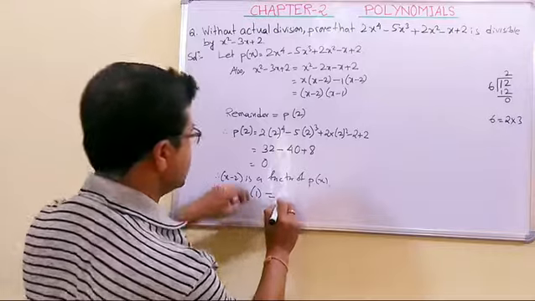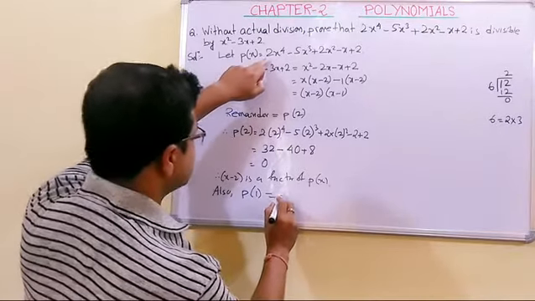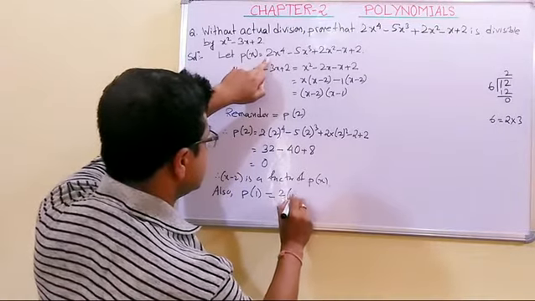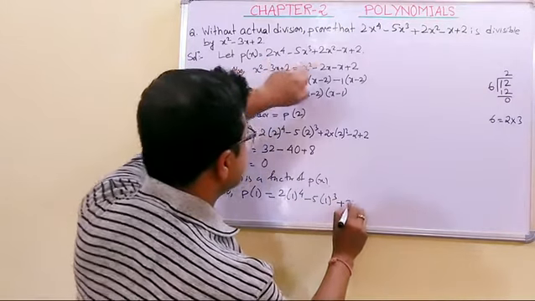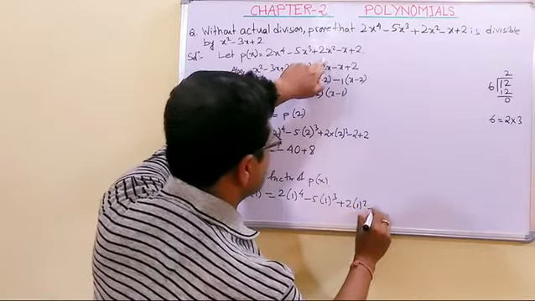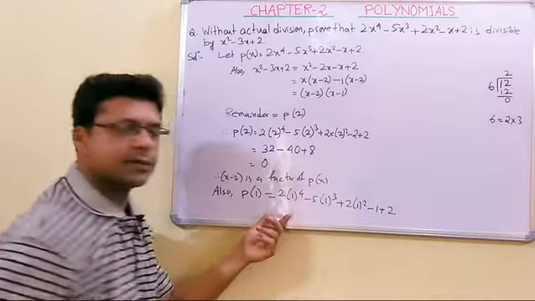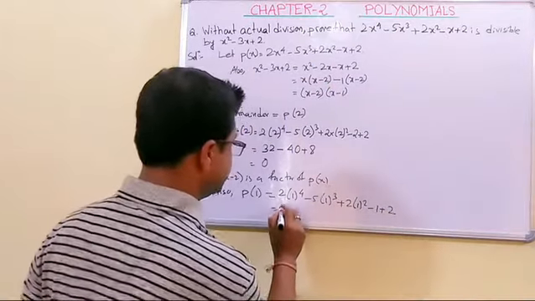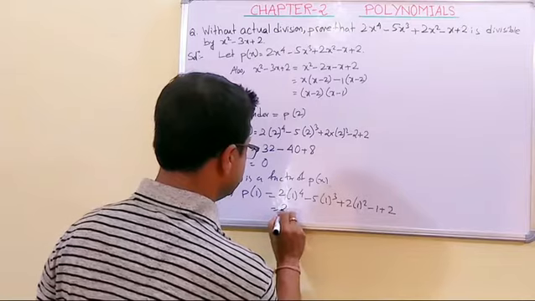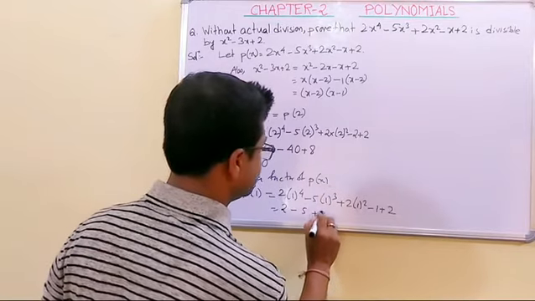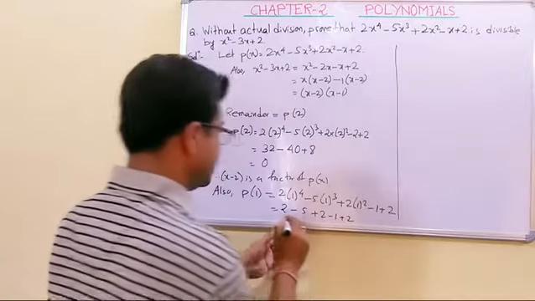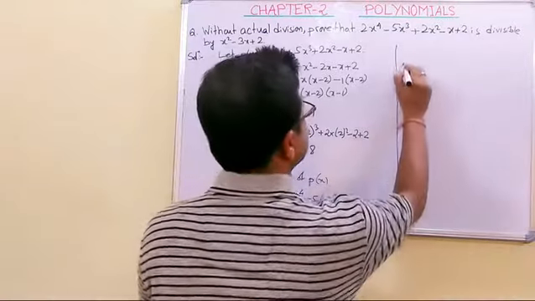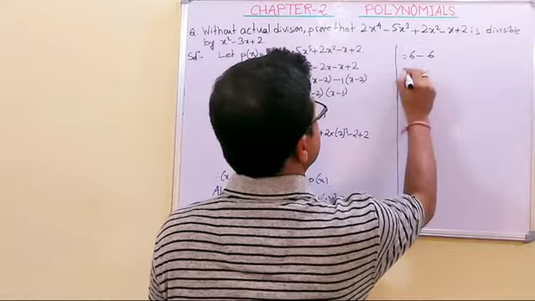P of 1. In place of x, let us put 1. 2 into 1 to the power 4 minus 5 into 1 cube, 2 into 1 square minus 1 plus 2. Now let us find the remainder. So if we simplify, this is 2 minus 5 plus 2 minus 1 plus 2. Let us do the remaining part here. This is 6 minus 6 equal to 0.